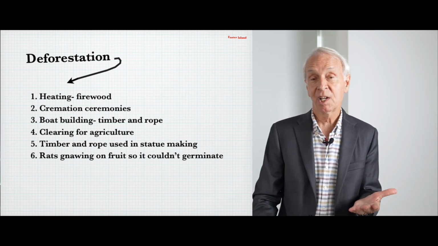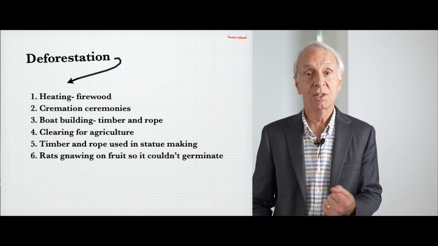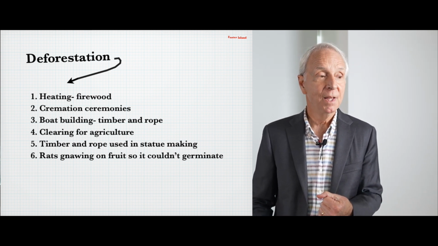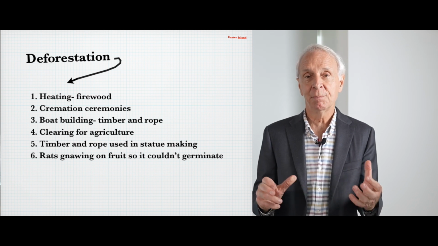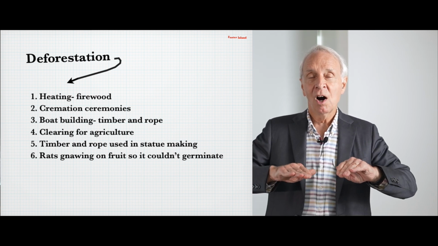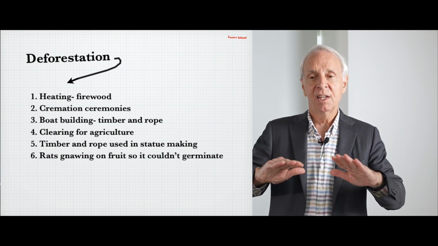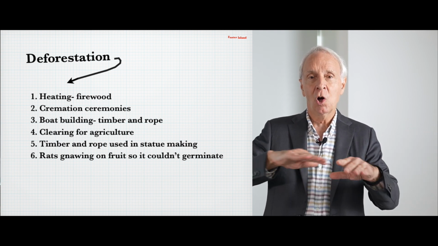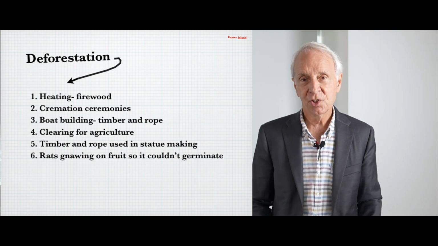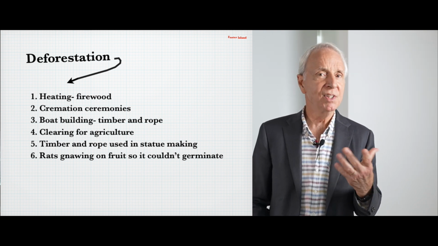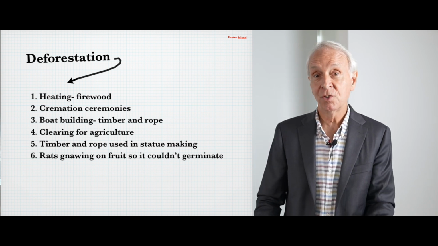Sometimes they were cutting down trees just to clear for agriculture because they were a farming community. They also, in making these statues, used the timber and the ropes, often to transport the stones. The stones were huge and heavy, and so they would often use a log as a rolling device to transport the stones, and sometimes for hoisting and things like that as well. Then also they did have introduced species.